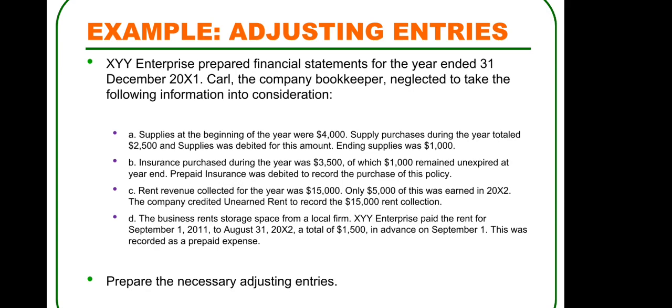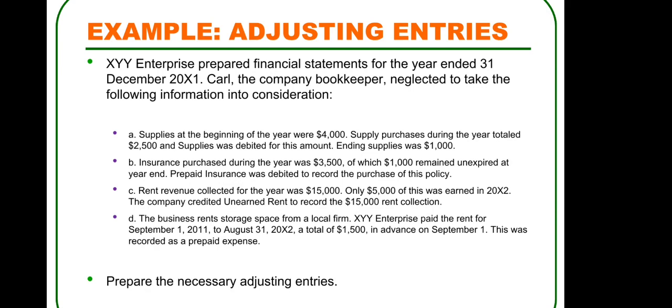Now the rental has not happened yet. The person pays the cash first, and after that uses the building. So that is the record. When the business receives the cash, the record is debit cash 15,000, credit unearned rent 15,000. Unearned rent is a liability.